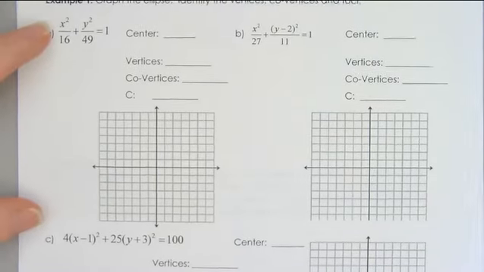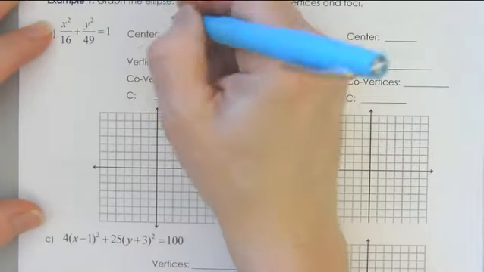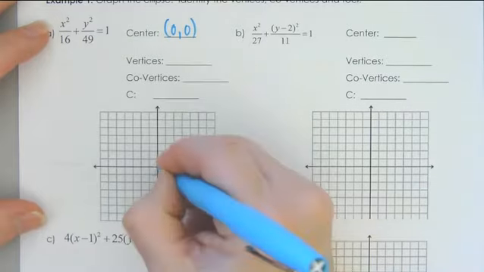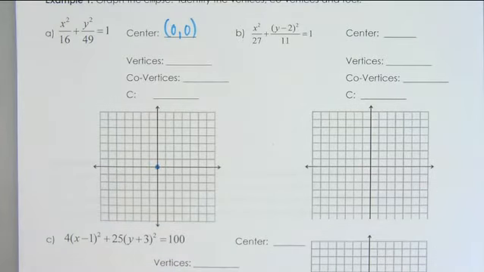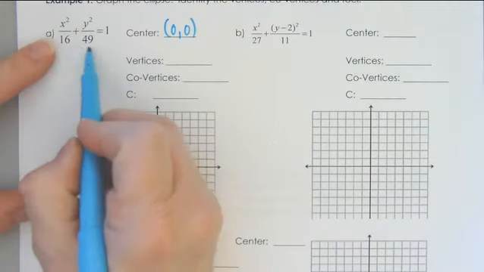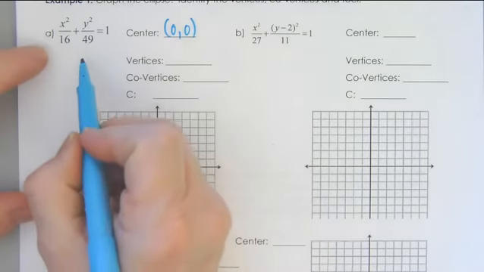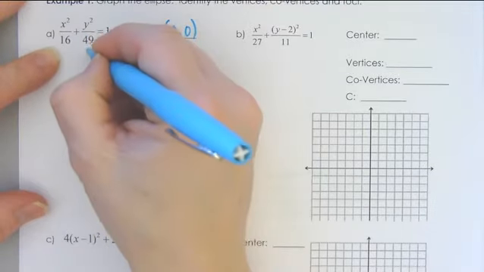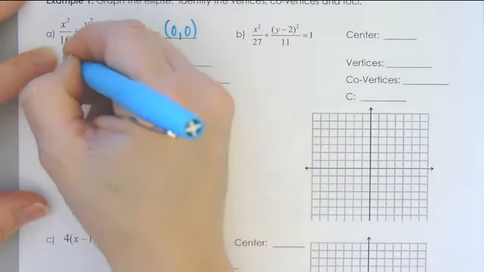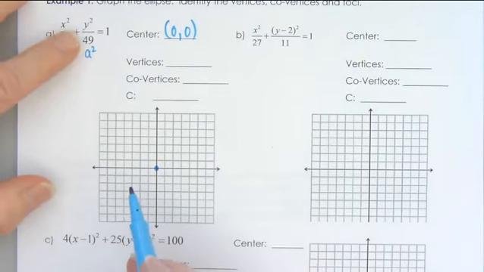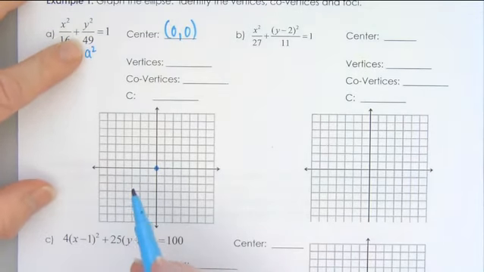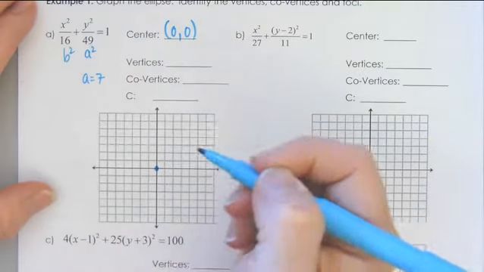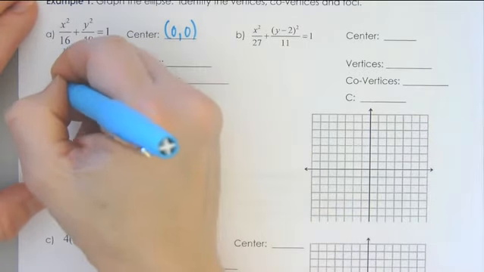To look for the center, look to see what's added to the x and the y. There's nothing added to x and y, so the center is at 0, 0. If you forget which one is a squared, which one is b squared, it's really not the end of the world, because you're still going to be able to graph this and do all the work. So in this case, a squared is always the bigger one, and then you're going to want to square root that to figure out what the a value is. So the square root of 49 is 7, so a is 7. The square root of 16 is 4, so b is 4.